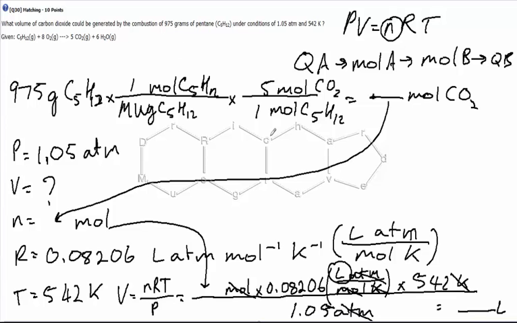And we'll end up getting 3 significant figures. We started out, everything here has 3 significant figures. Our answer will have 3 significant figures as well.